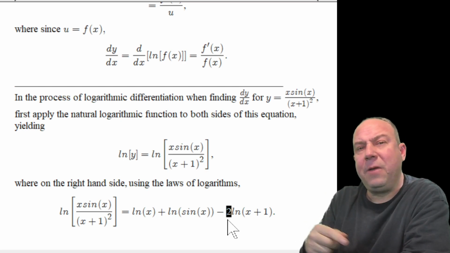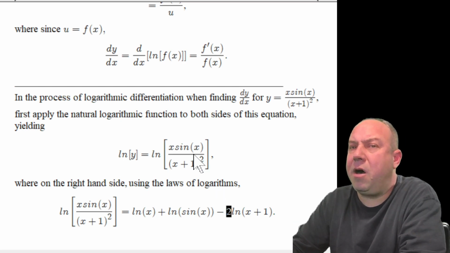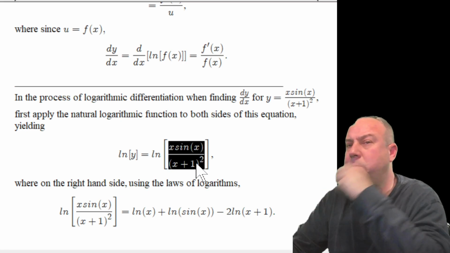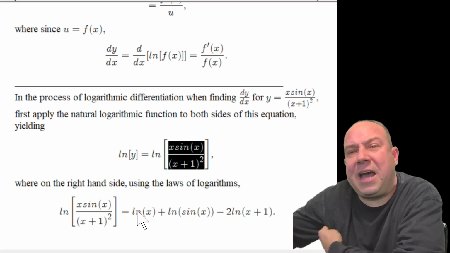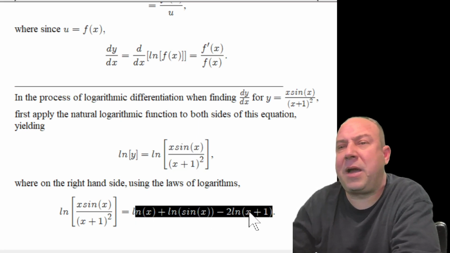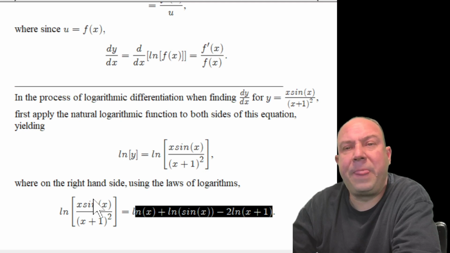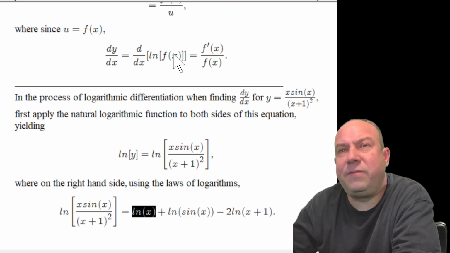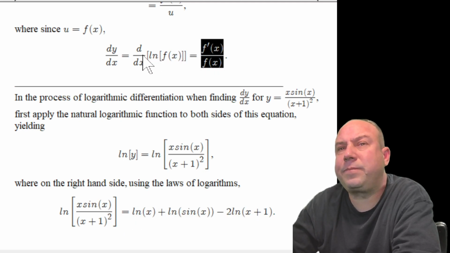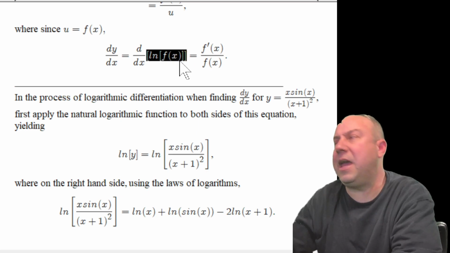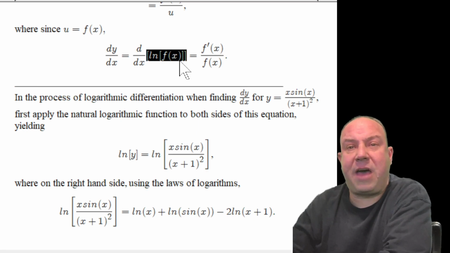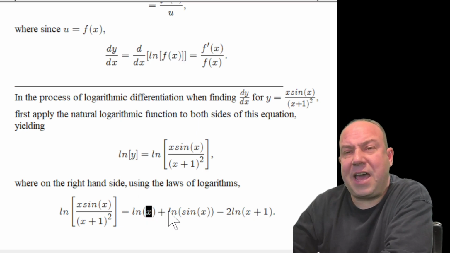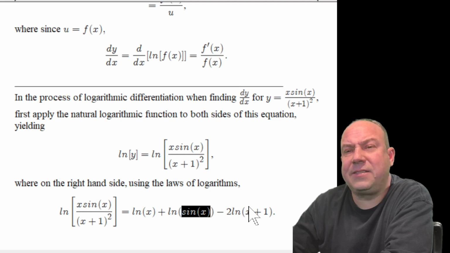We can rewrite the log of x sine x over x plus 1 quantity squared, using our laws of logarithms, as the ln of x plus the ln of sine x minus 2 ln of x plus 1. If you notice, each of those involves the form the ln of f of x, or the natural logarithm of some function f of x. In this case, it's just x. In this case, it's the sine of x. And in this case, it's x plus 1, the linear function.